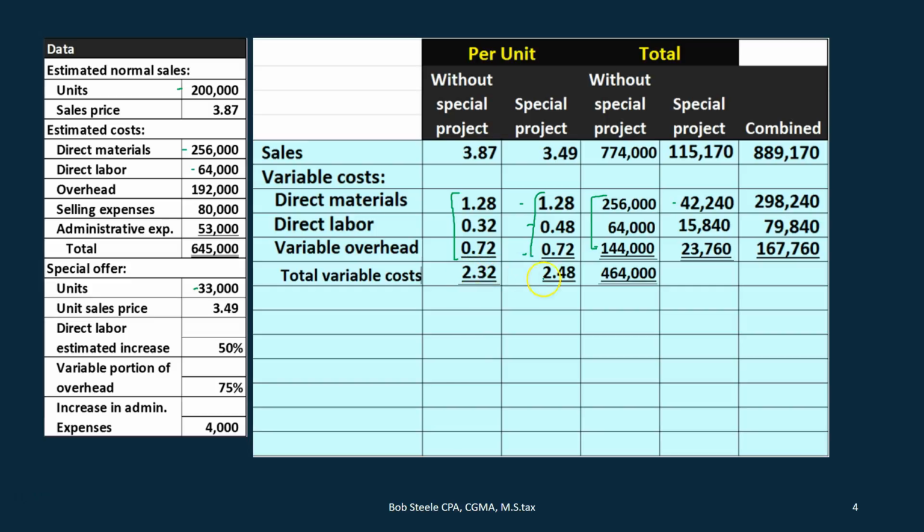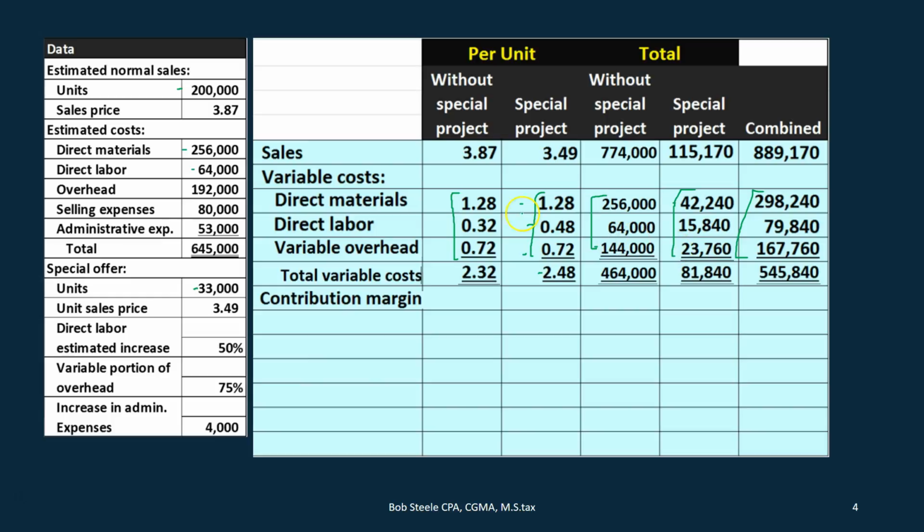We're calculating the normal costs here for total variable cost, 232 times the 200,000. And we could do the same thing here. We can add these up to get the 81,840, or we could take the 248 times the 33,000, and then we get the total. The total costs could be added up this way, or they could be added up this plus this, for the 545,840.